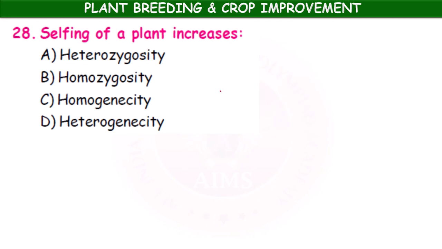Selfing of plants increases heterozygosity, homozygosity, homogeneity, or heterogeneity. Selfing, self-pollination, increases the homozygosity. Homozygosity means, for example, capital T means tallness, small t, dwarfness, like that.